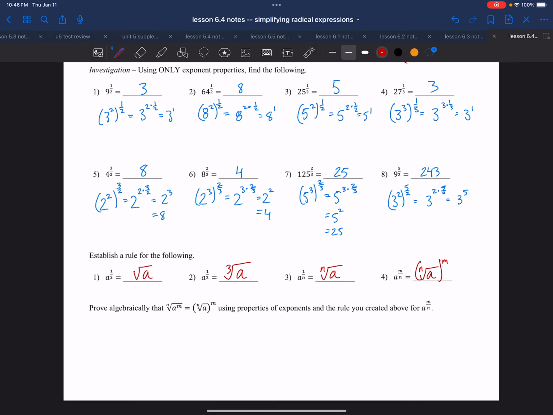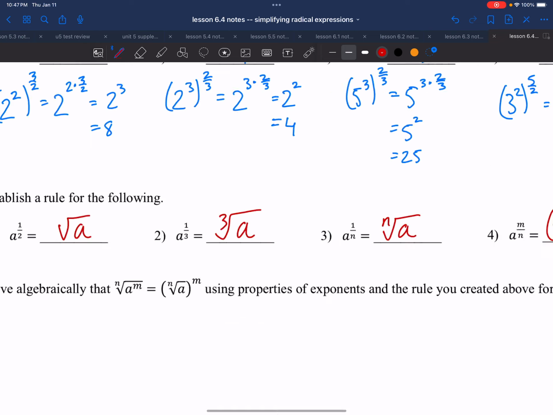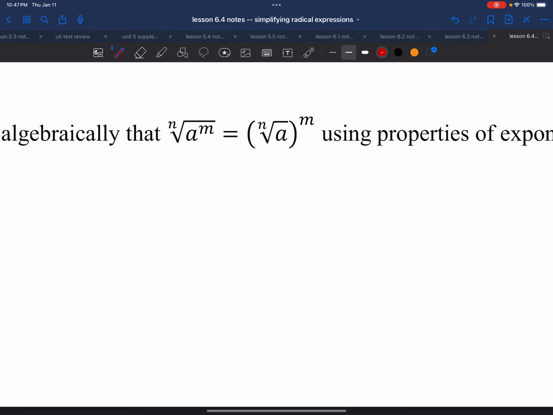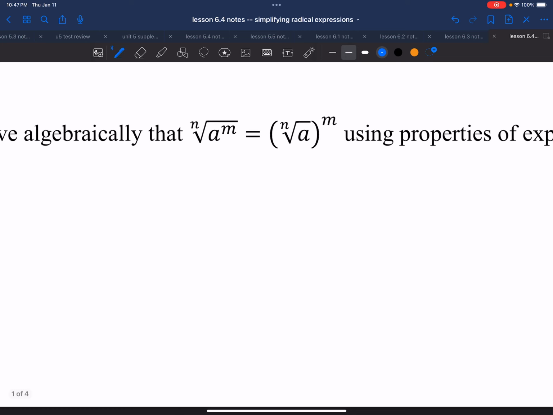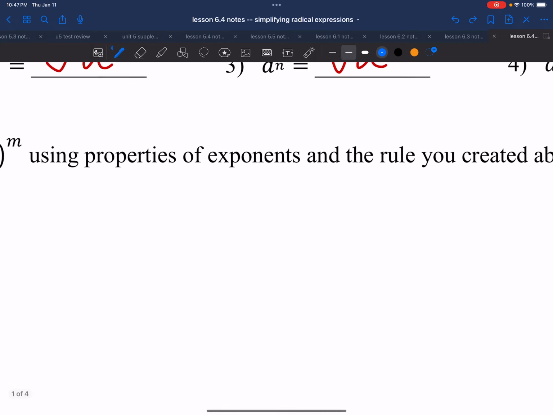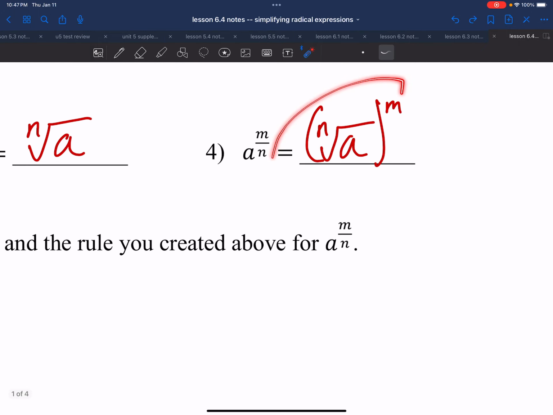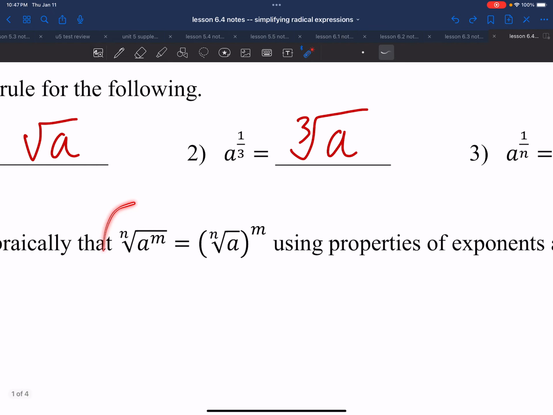Now, this last little piece down here says, prove algebraically that the nth root of a to the m is equivalent to the nth root of a, raised to the m. I say, what the heck? What does that mean? Well, I need to prove that these two things are equal, right? And I want to do that using properties of exponents and this rule that I've created right here. How can I show that this is this?